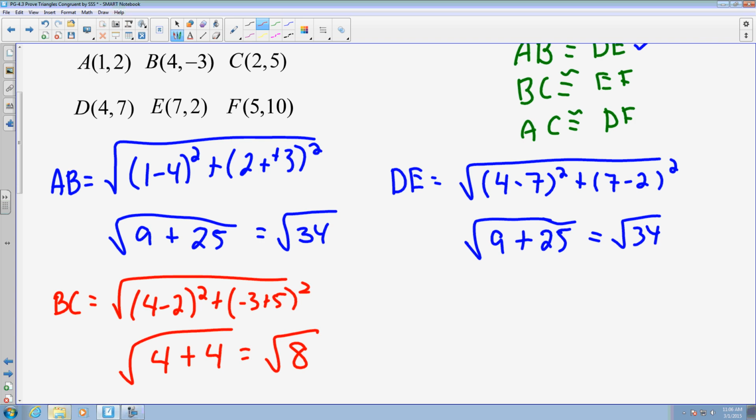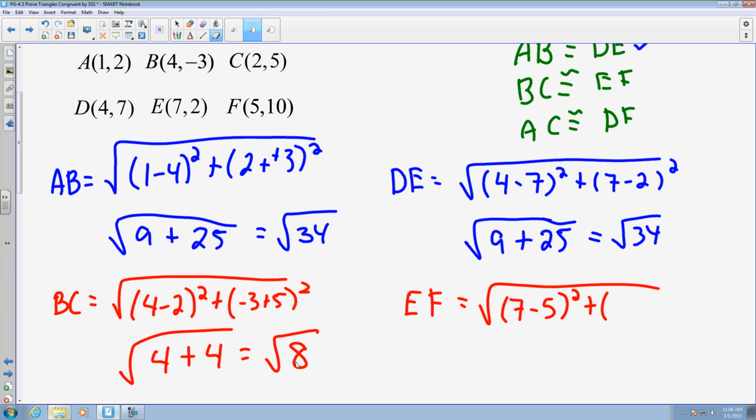I go over here and I need to find EF. So I go over here and it's going to be what? 7 minus 5 squared plus... I'm sorry, this one's screwed up. This one here should have been negative 3 minus 5. Negative 3 minus 5 is negative 8. Negative 8 squared is what? 64. And then this should have been the square root of 68. Sorry about that. That would have made a mistake.